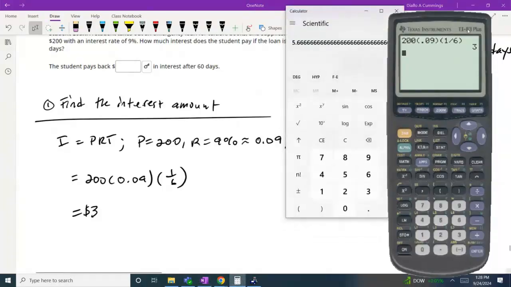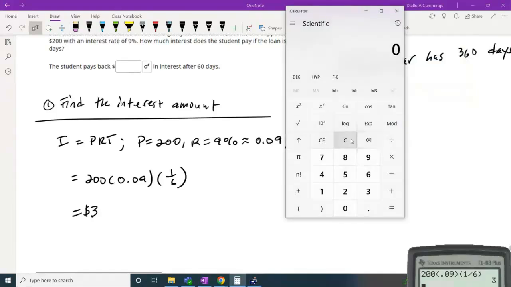If you're doing this on the calculator on the computer, I believe I can do it the same way. 200 times 0.09 times 1 divided by 6. So you should get $3. Notice I did not change 1/6 to a decimal, because if you change that to a decimal, you get the little repeating thing. So I left it as 1/6.